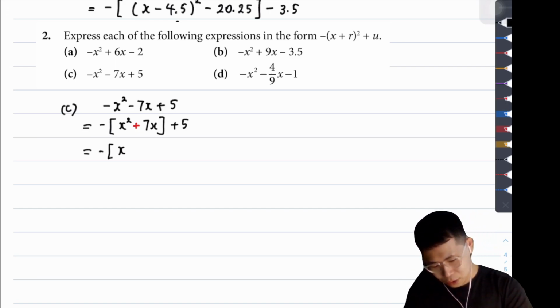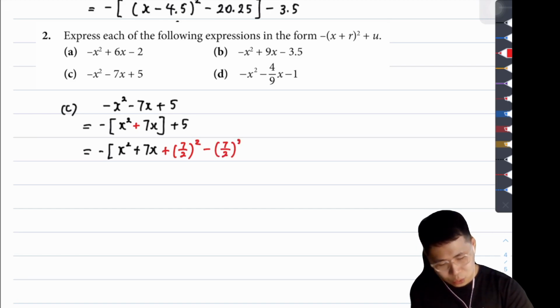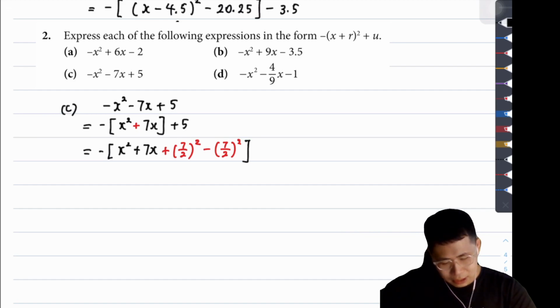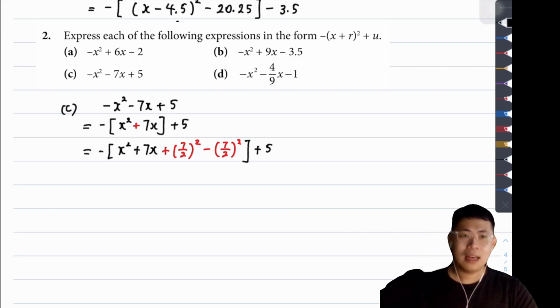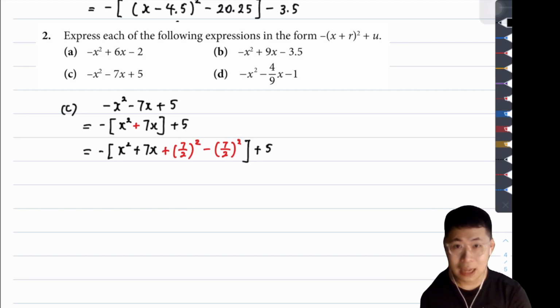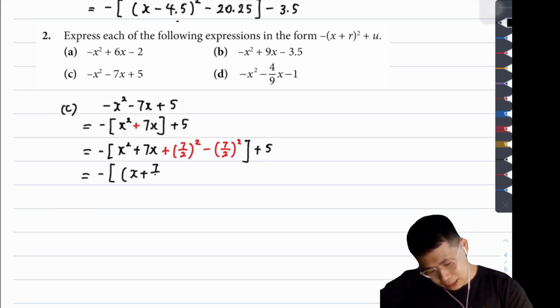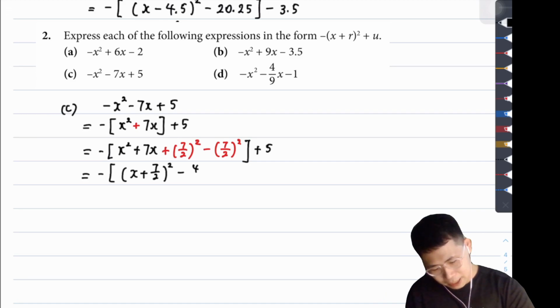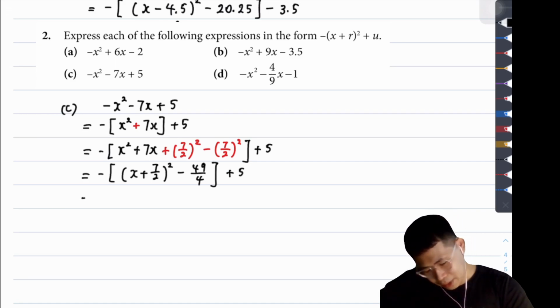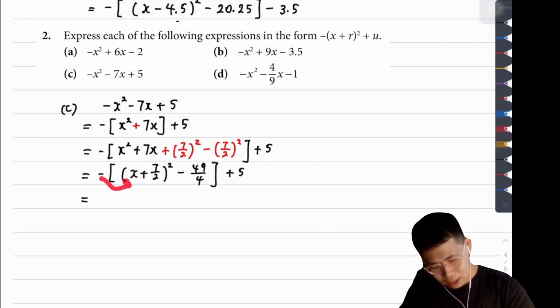Then complete the square. So x squared plus 7x. I'm going to add my b over 2, positive 7 over 2 squared, minus my b over 2 squared, minus away my positive 7 over 2 squared. And a plus 5 on the outside. Don't forget that plus 5, right? So we have minus of x plus 7 over 2 squared minus 49 over 4 on the outside plus 5.